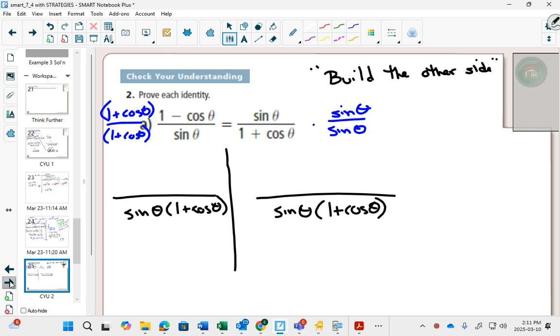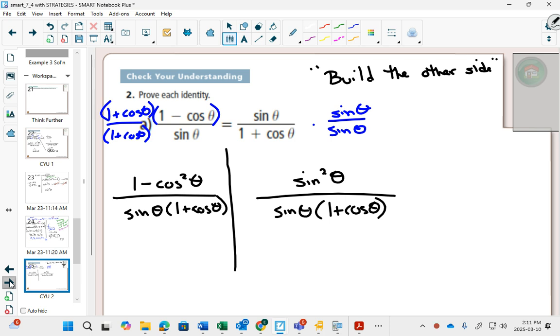What happens in my numerators? On the right-hand side, I have sine theta times sine theta, which gives me sine squared theta. And on the left-hand side, I have 1 plus cos theta multiplied by 1 minus cos theta. That's a difference of squares. Difference of squares will give me 1 minus cos squared theta.